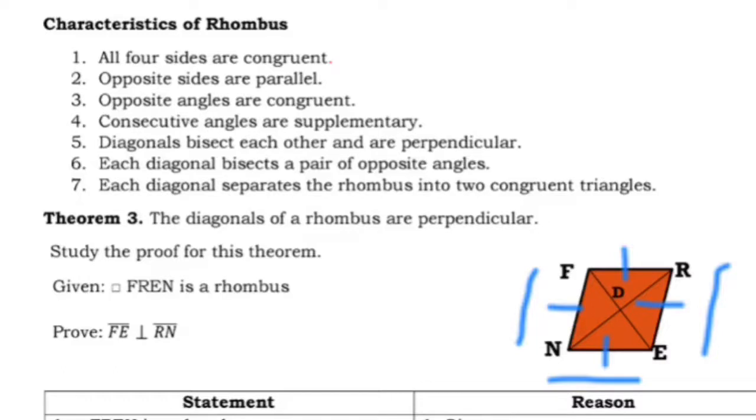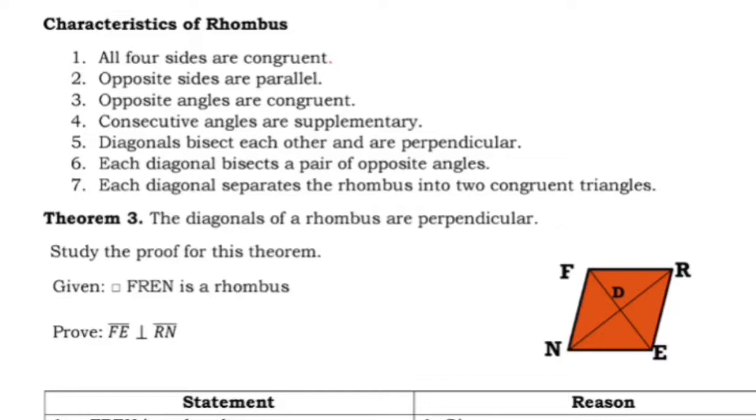Number 3, opposite angles are congruent. So angle R is congruent to angle N, and angle F is congruent to angle E. Number 4, consecutive angles are supplementary. So the same with the rectangle, consecutive angles are supplementary, or again, their sum is equal to 180 degrees.